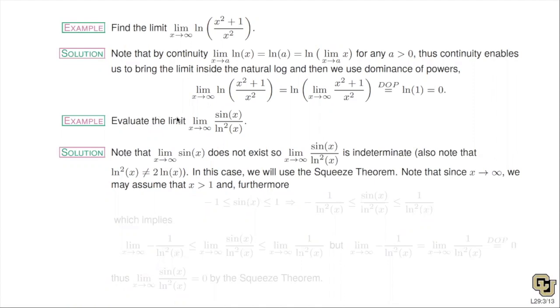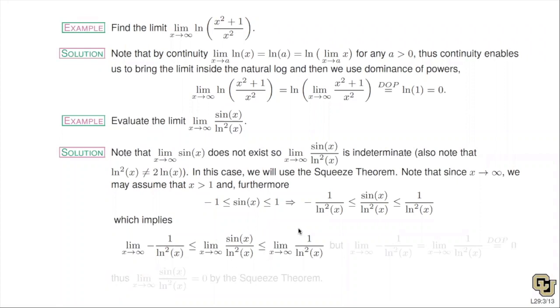But this is now the heart of the squeeze theorem argument. Sine is between -1 and 1. Let's multiply through by 1 over ln squared of x. Ln squared of x is not going to be negative because it's squared, so the inequalities don't change their directions. And now we take the limit. The limit satisfies the inequalities. And now we're going to calculate these limits at the end here using dominance of powers.